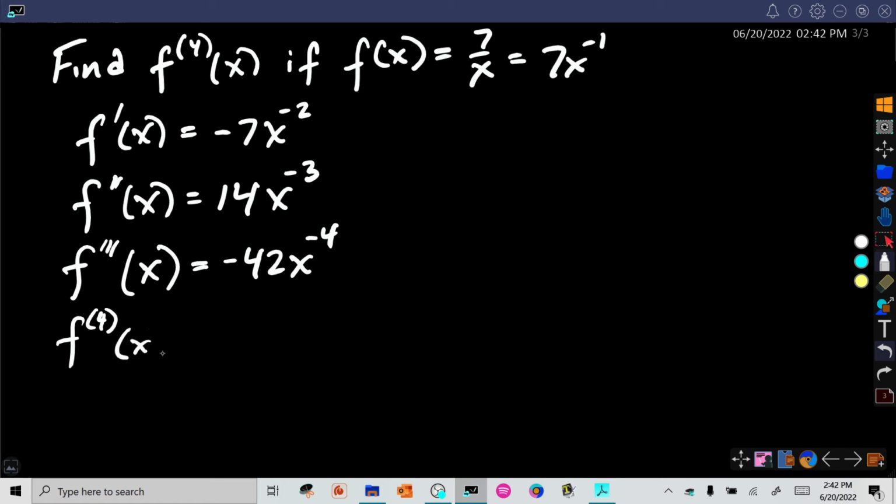f4 of x. Now we do it one more time. So we're going to get minus 42 times a minus 4. This is going to be 168, I believe, x to the minus 5. And again, since we want to get rid of those negative exponents, this is just the same as 168 over x to the 5th. Okay. All right. Let's take a look at the next one.